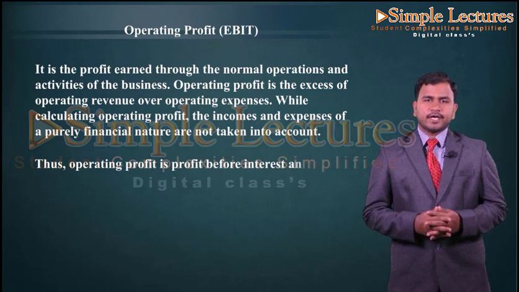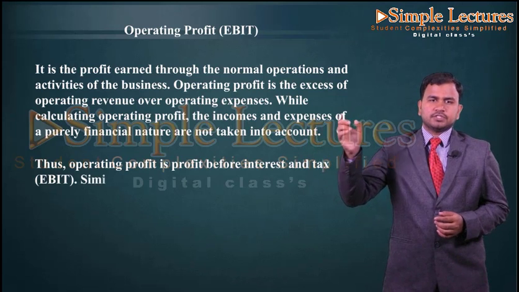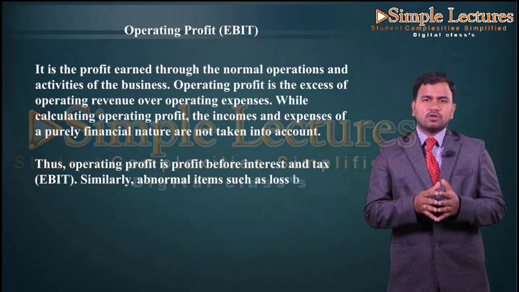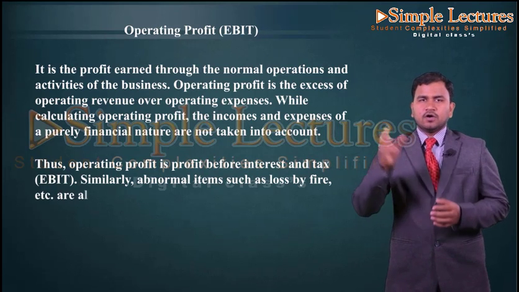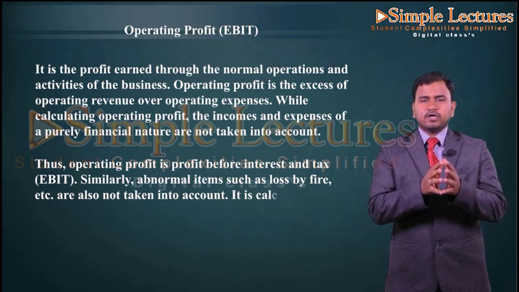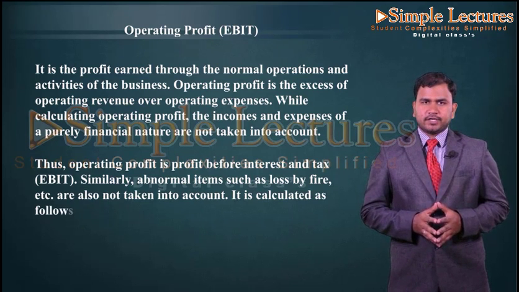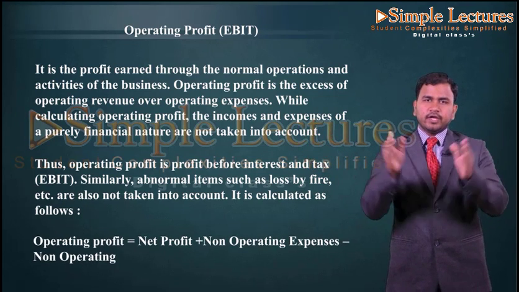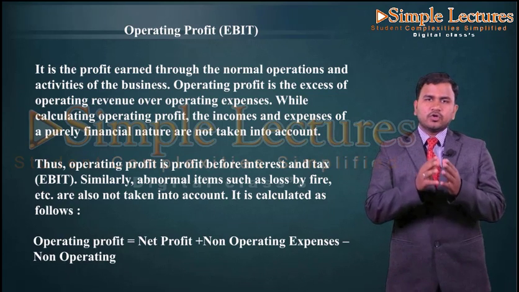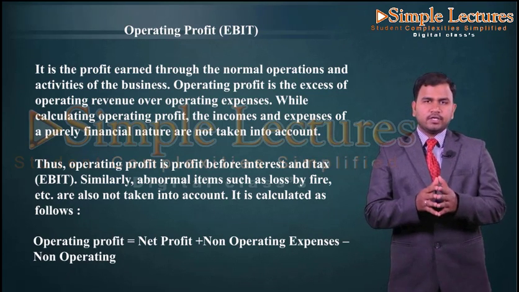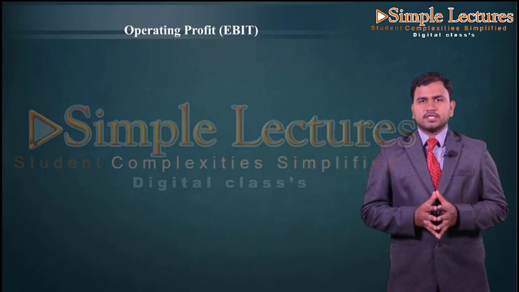It is also called EBIT, which stands for earnings before interest and tax. Similarly, abnormal items such as loss by fire, etc., are also not taken into account. So how is operating profit calculated? It is calculated by applying a formula: operating profit is equal to net profit plus non-operating expenses minus non-operating incomes. Now let us take the example here.